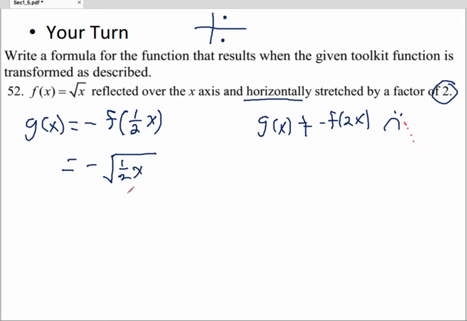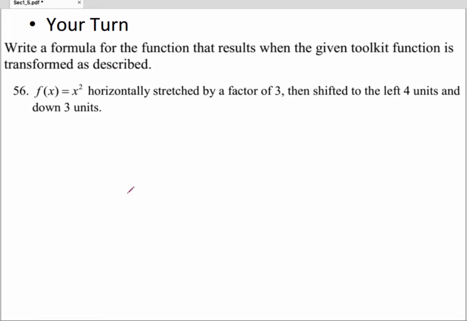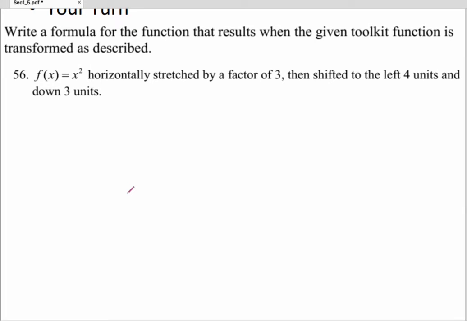All right, let's do another one. It says write the formula for the function that results from the given toolkit function being transformed as described. f of x equals x squared is horizontally stretched by a factor of 3, then shifted left 4 units and down 4 units. Okay, now keep in mind the order of operations.